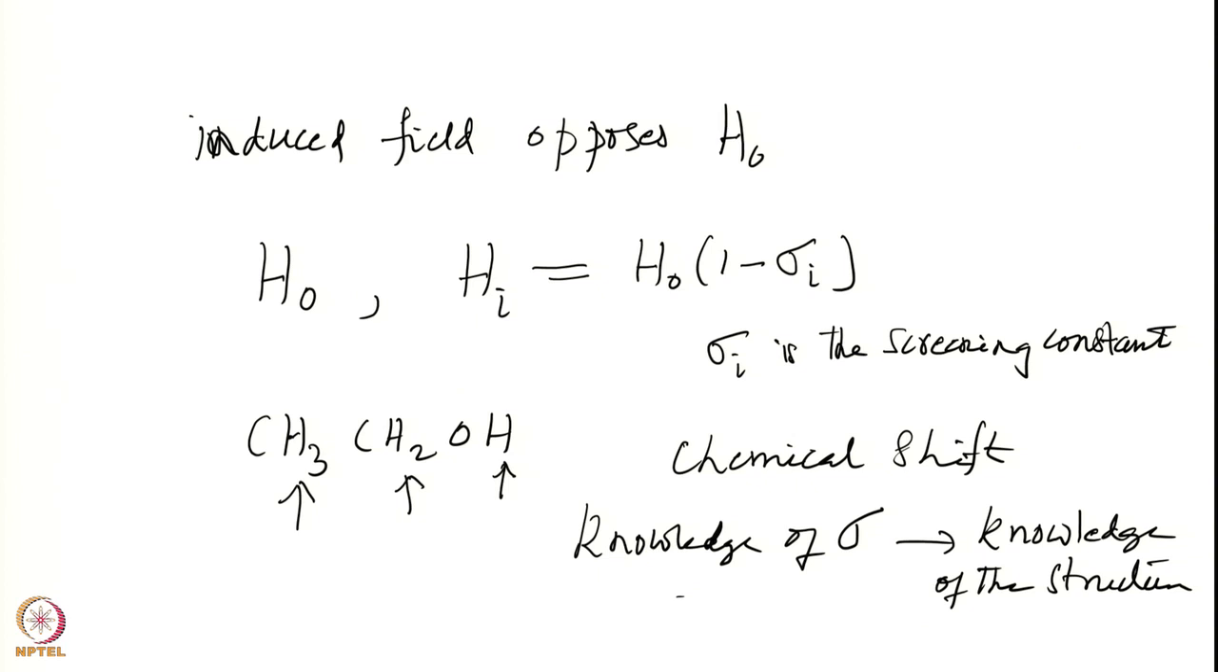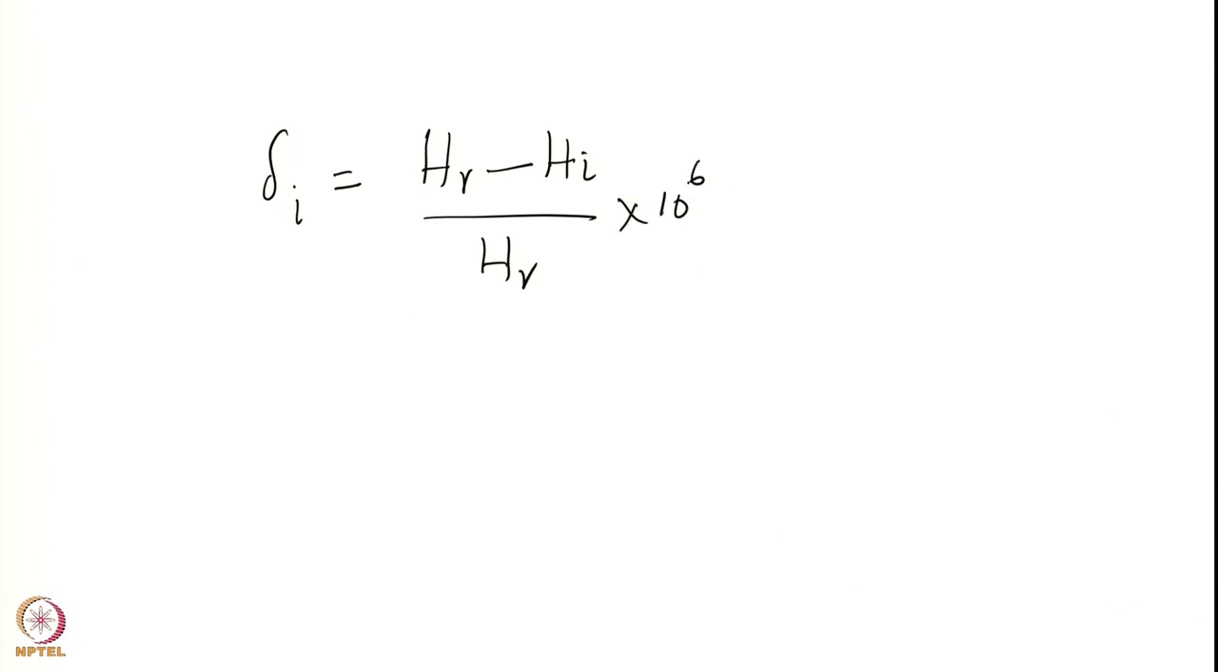Now I can write this as delta I is equal to HR minus HI divided by HR into 10 to the power 6. What is HR? HR is for a reference. You choose a particular reference, and HI is your nucleus of interest. With respect to this reference, how much is the deviation between these two, divided by HR, which is the reference field. And this delta I is called the chemical shift.